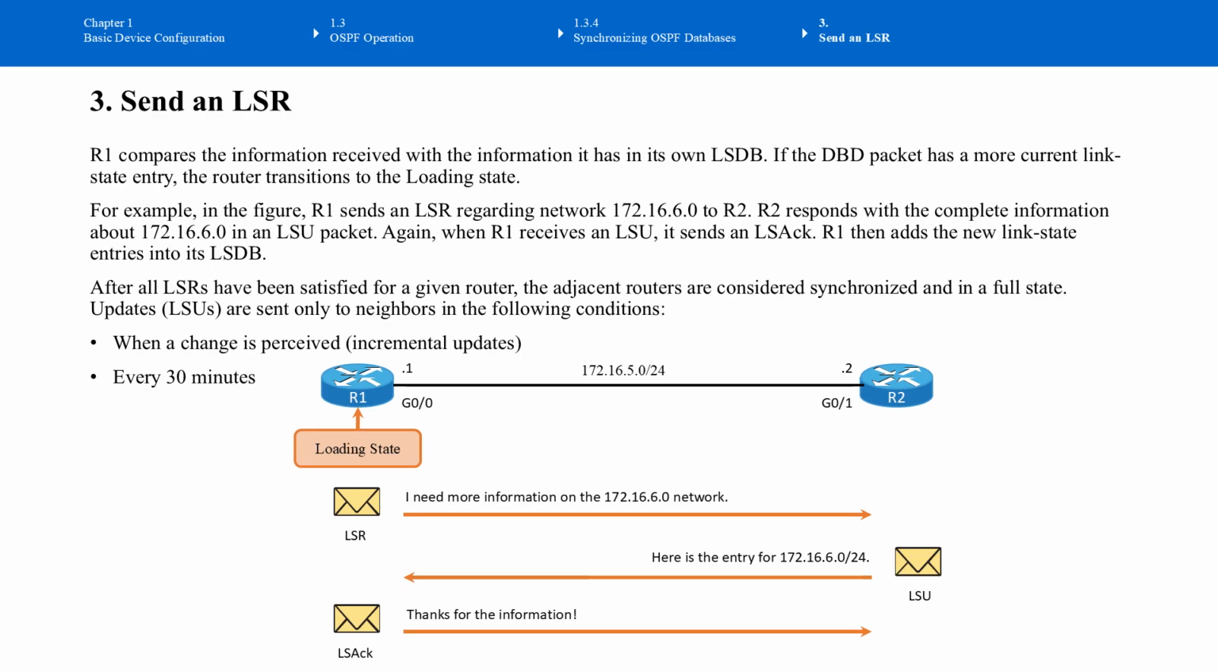If a router discovers that information is missing, it sends a link state request packet requesting the specific records. The neighboring router replies with link state update packets containing the requested link state advertisements. Finally, the receiving router sends a link state acknowledgement to confirm that the LSU was received successfully. Once both routers have identical LSDBs, they enter the full state.